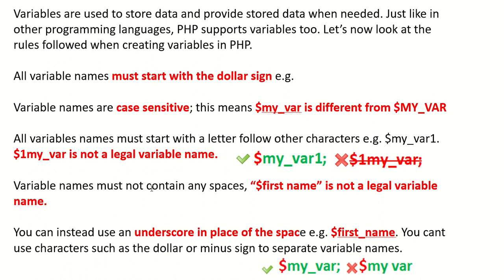Variable names must not contain any spaces. That means if I write a dollar sign first, then a space, and then the name, it is not a legal variable name. And last, you can use an underscore in place of a space. That means the dollar sign first, then an underscore and then the name. This is a legal variable name.